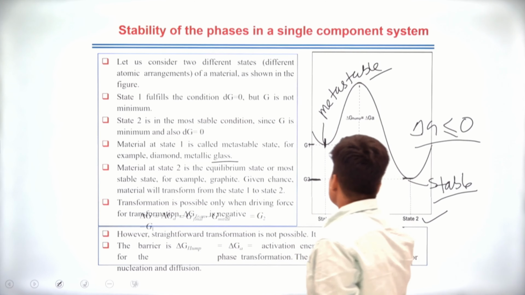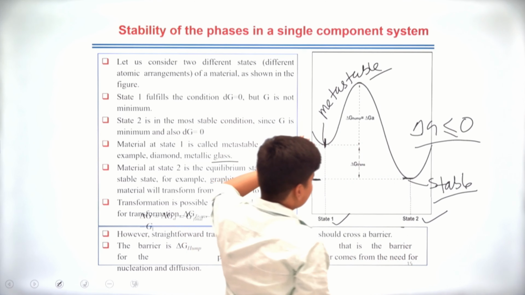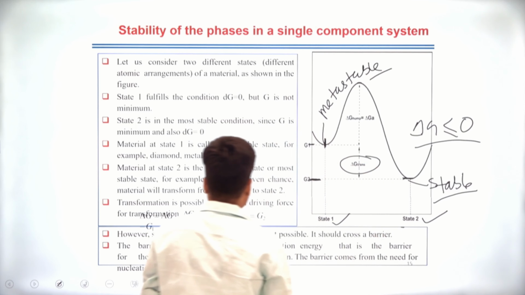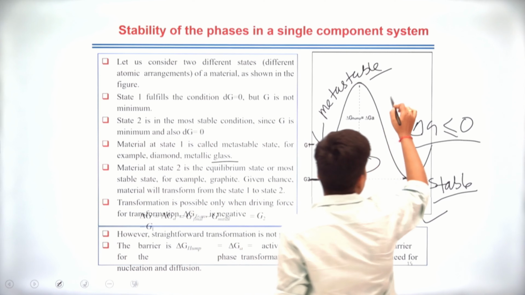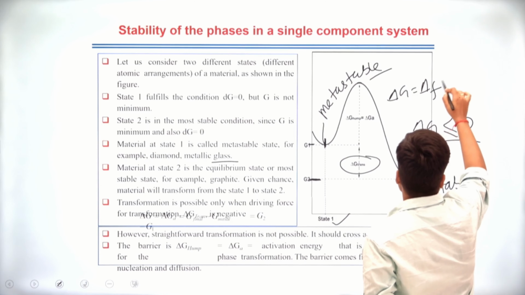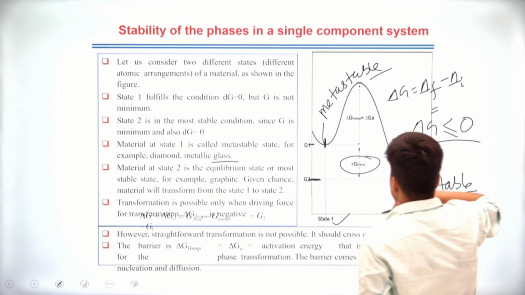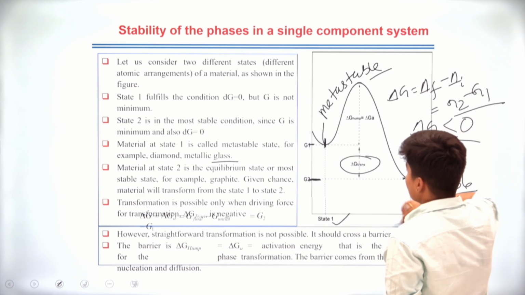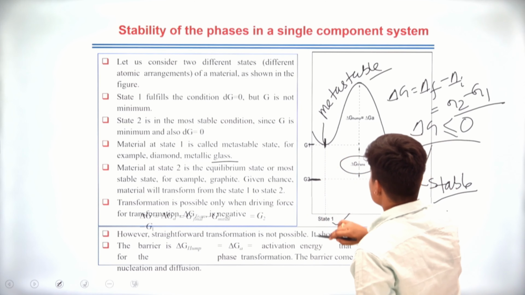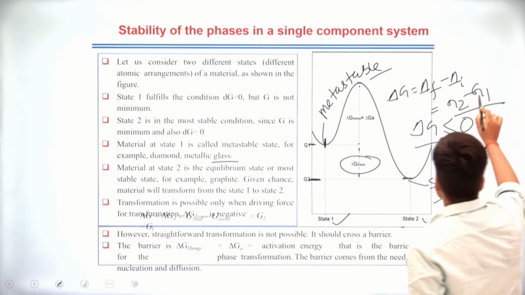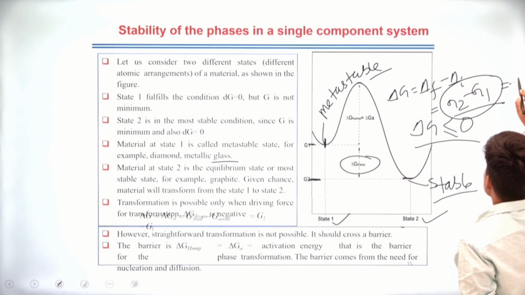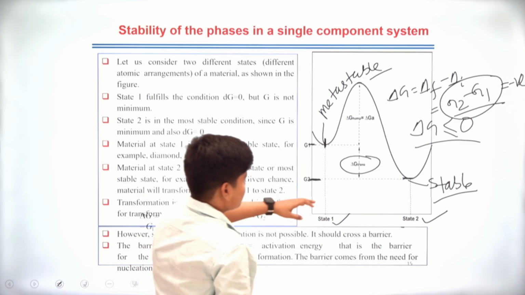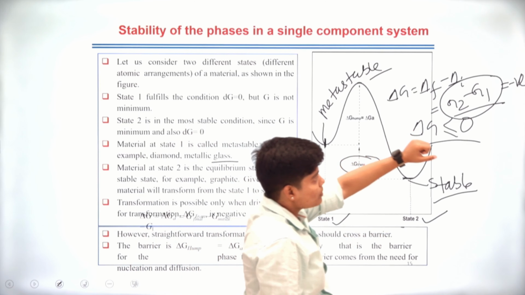So the difference between G1 and G2 we can take, this is del G transformation. It is negative because del G will be G final minus G initial. So we can say G2 minus G1, and we can see G1 is greater than G2. So G2 minus G1 will be negative, so the system is spontaneous. We can transform from state 1 to state 2 because G2 minus G1 is negative.